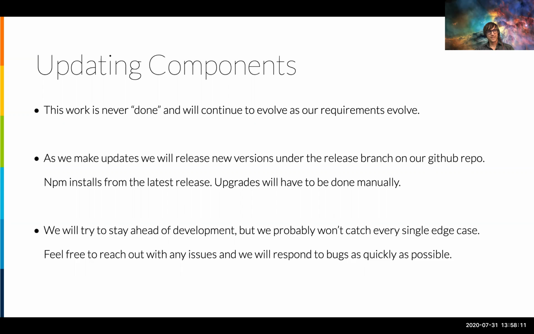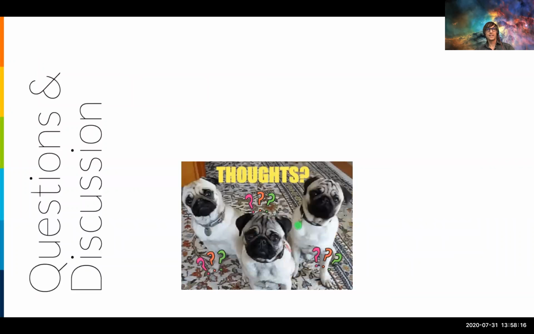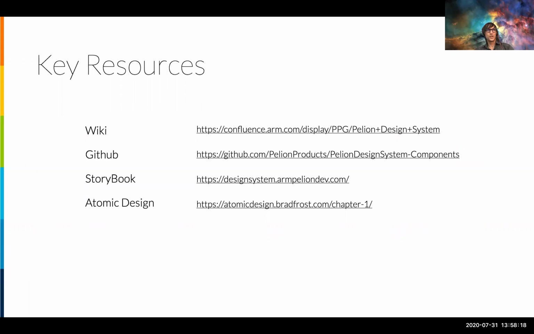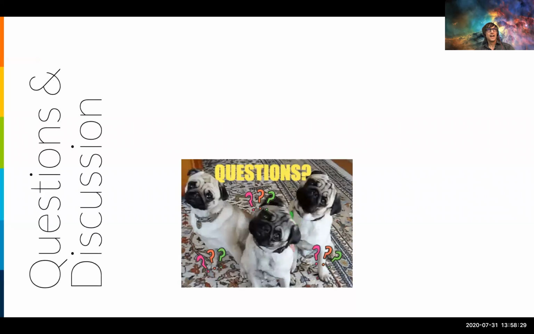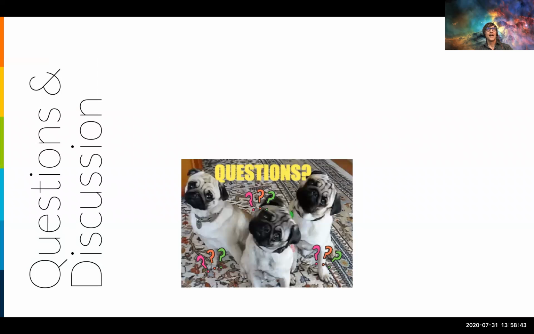Great, awesome. So that's the content that we have prepared. Before we do the Q&A, I just wanted to share with you the key resources, so links to our wiki. I also meant to put up there our Slack channel, so we do have a design system Slack channel too. But of course, you all know how to find us directly on Slack. So the wiki is there with info, our GitHub links, our Storybook, and also more information about atomic design if you want to dig deeper into that. So that resource is there.